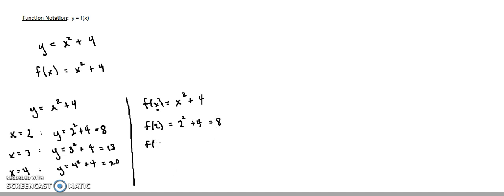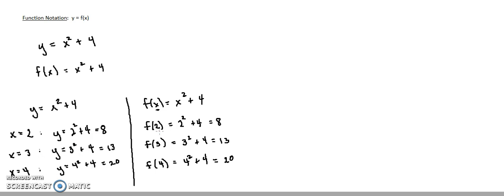All right, so when I plug in 3, now x is going to become 3. So anywhere there was an x is now going to become a 3. 9 plus 4 is 13. And f of 4, anywhere there was an x, it's now going to become a 4. And I get 4 squared plus 4, 16 plus 4 is 20. So you can see we get the same numbers, okay, 2 and 8, 3 and 13, 4 and 20.